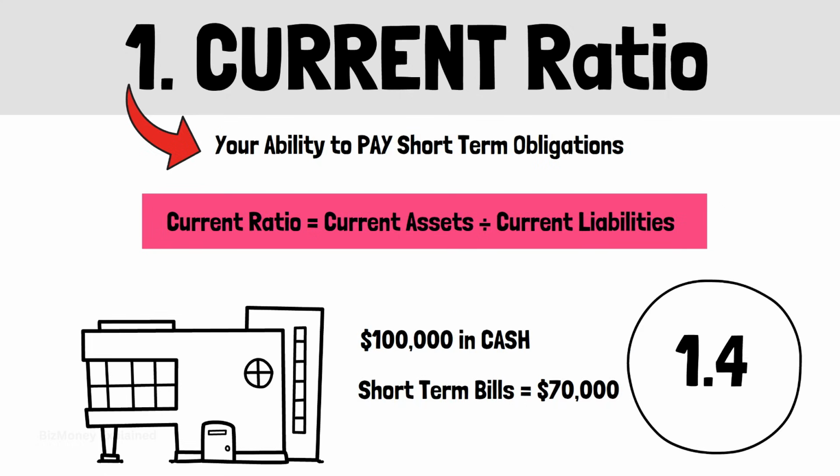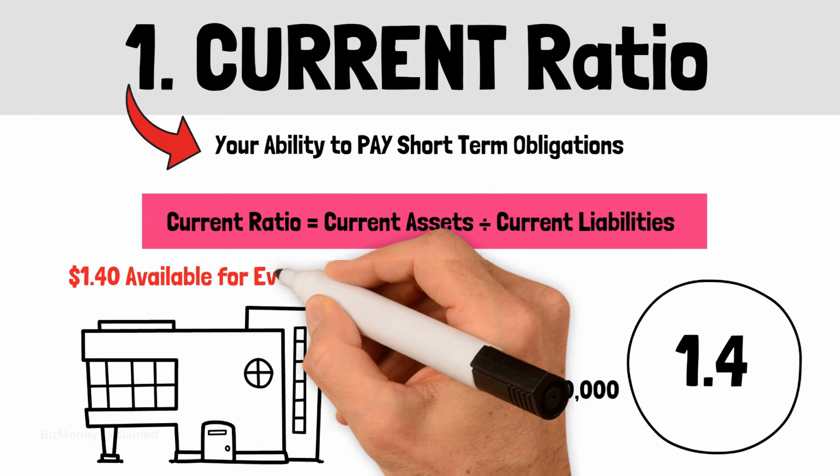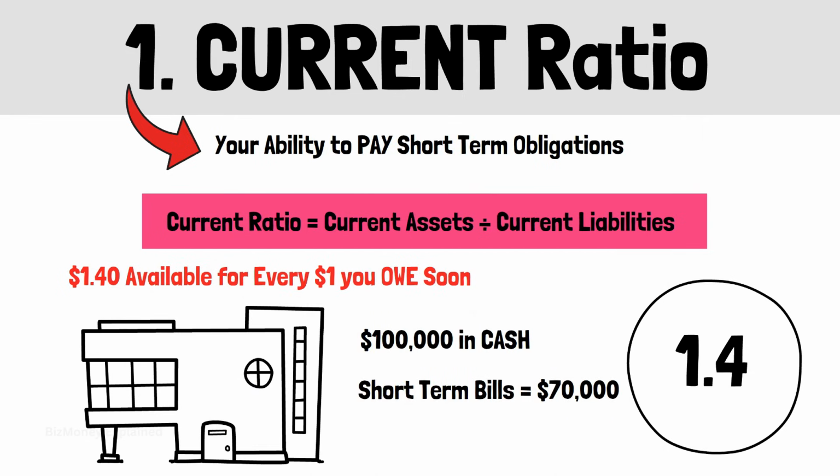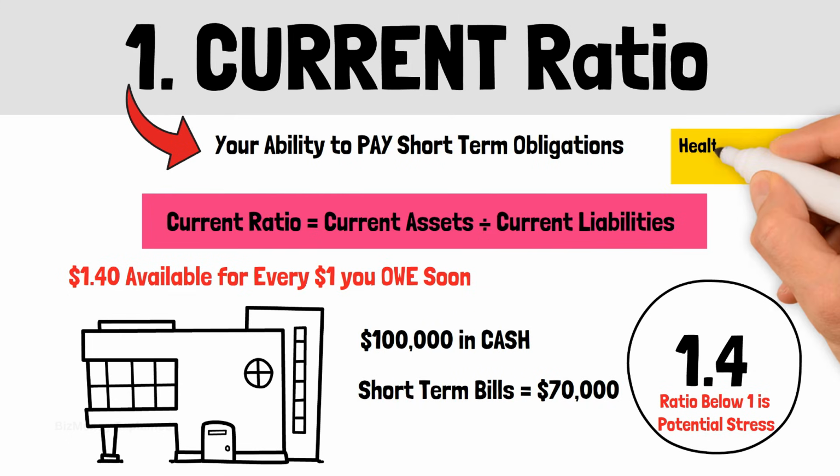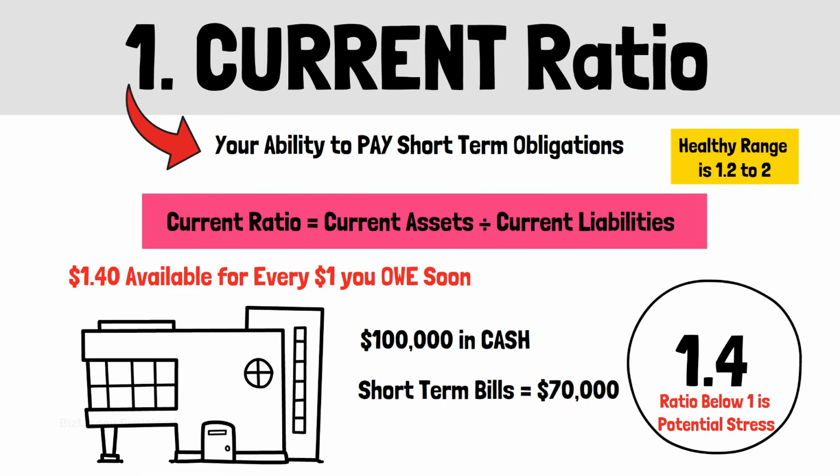That means you have $1.40 available for every $1 you owe soon. A ratio below 1 means potential stress. A healthy range for most businesses is between 1.2 and 2.